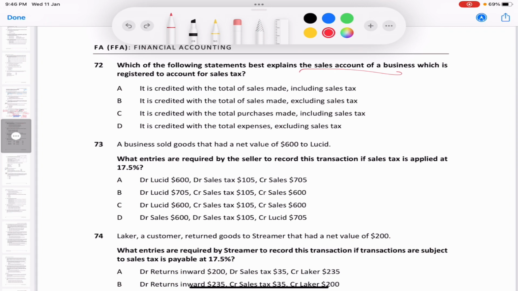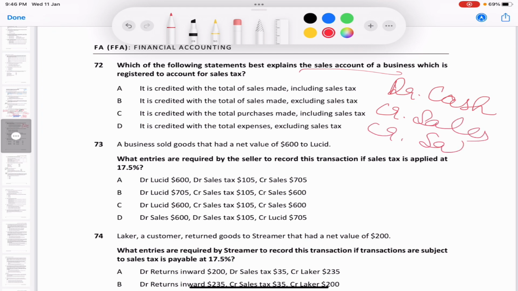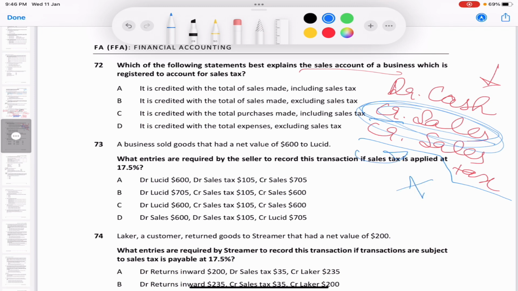Okay. Whenever I make a sale, what is my journal entry? Debit cash, cash is received. Credit sales, credit sales tax. You remember the journal entry? This is how I used to do. So sales was always separate from the sales tax. So does the sales include the sales tax? No. In fact, we are opening a separate account for sales tax, right? So sales always includes the net value, which means the value which does not include the tax. So it is credited with the total sales made, excluding the sales tax. My answer is B.